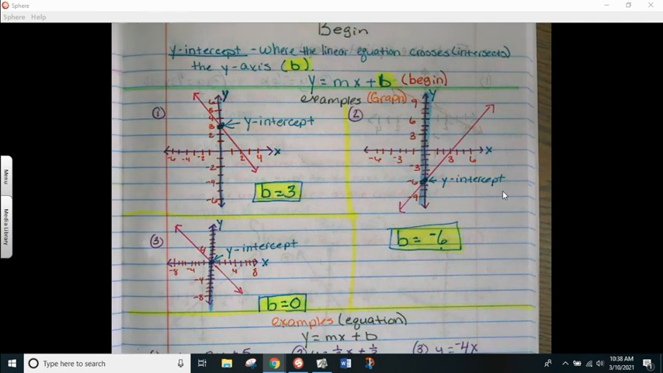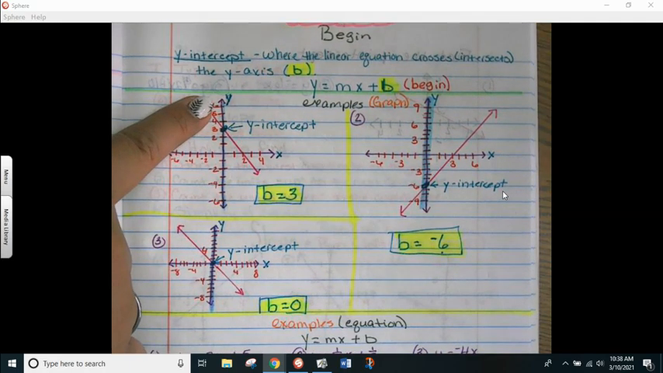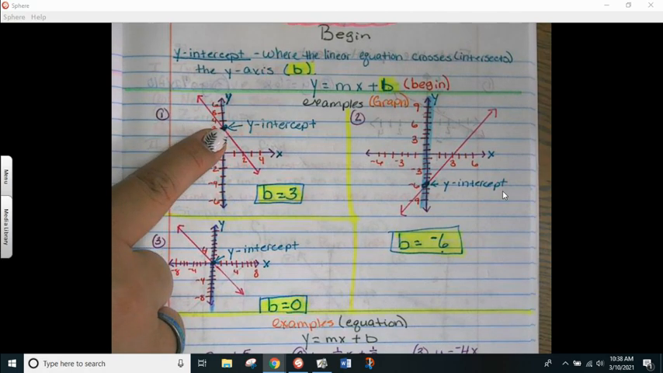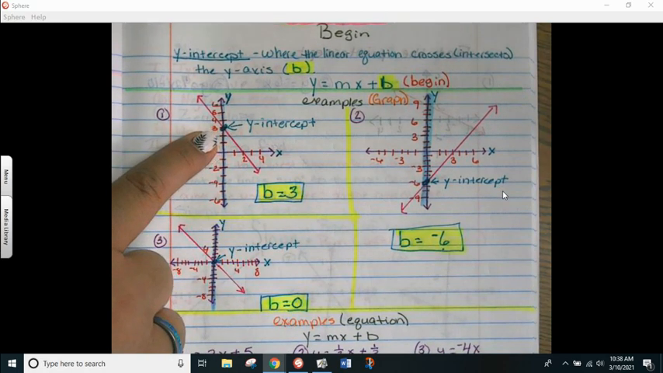So that's how you find them on the graph. You find the y-axis. Now you go through your line, and as soon as it crosses that, find the point, and that is your y-intercept.